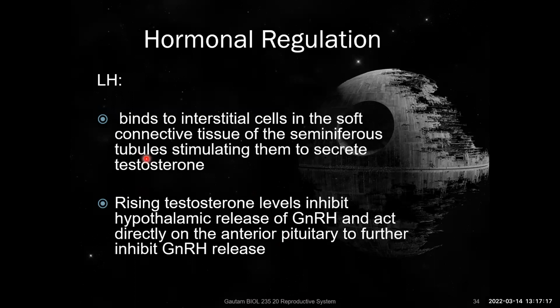LH is called luteinizing hormone. This is going to bind to the Leydig cells or interstitial cells. We can stick to calling them Leydig because it's easier to remember. Leydig starts with an L, LH obviously starts with an L, or luteinizing hormone. So luteinizing hormone stimulates Leydig cells. Where are these Leydig cells? They're in the soft connective tissue outside of the seminiferous tubule, and it stimulates these cells to secrete testosterone.